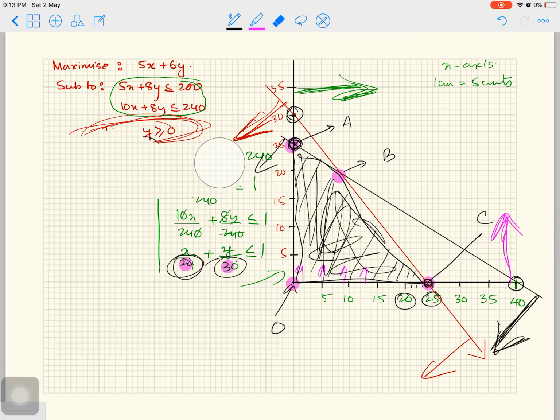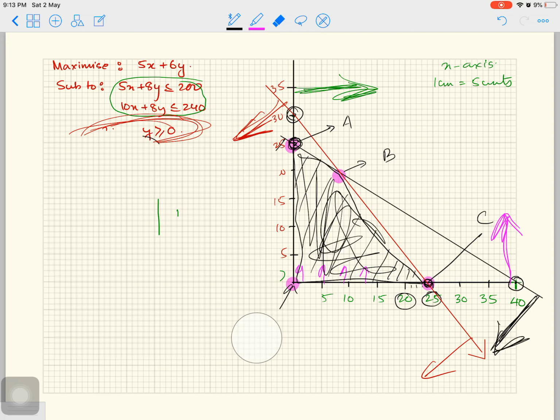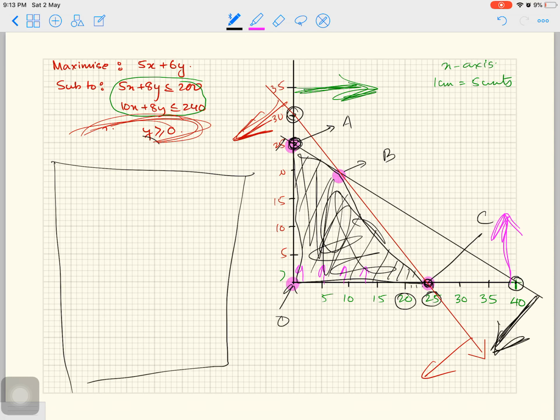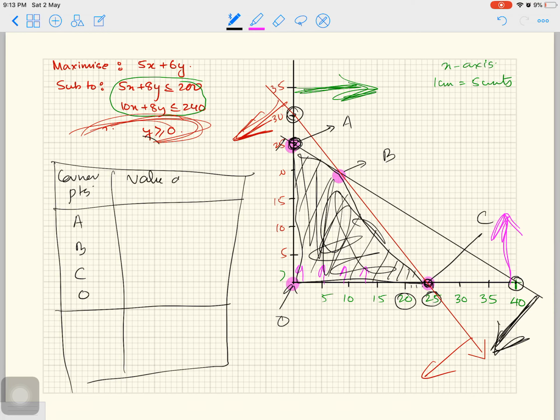Great. Let me rub all this. Okay, so I have plotted the corner points for the feasible region. So let's list it down in a table. So here I have the table. So the corner points here will be A, B, C, and O. And I need to find the value of Z here.